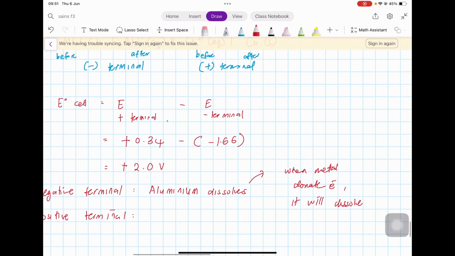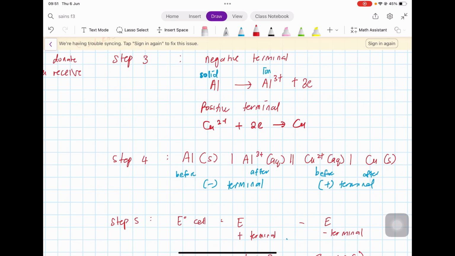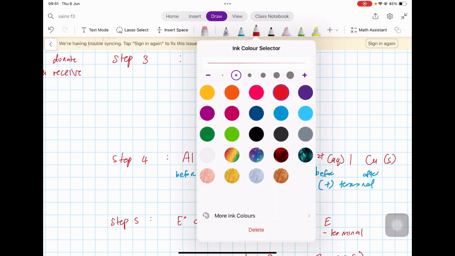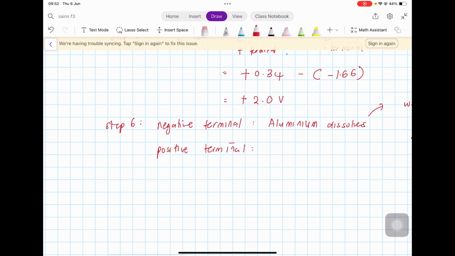Okay. How about the positive terminal? Let's look at the half equation. Copper ion becomes copper. How is this? So from ion, or our solution, it will become solid. So this we have to go back to our understanding in salts. What is the colour of copper? Copper solid. It is brown. Okay, it's brown in colour. So you can say brown copper solid is formed.